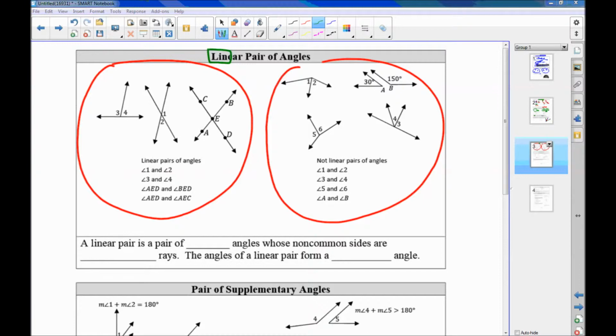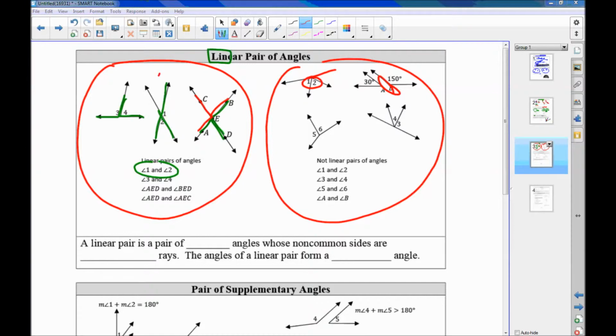All right. So these two angles, 1 and 2, form a line when combined. Same with 3 and 4. Here's 3 and here's 4 together. They're combined. They make a straight line. And then AED combined with BED forms a straight line, and the same with the other side. We'll draw that side in red. All right, so together they make a straight line. If you look at 1 and 2, obviously together they don't form a straight line. It would need to go out like that. These guys look like they could, but they're not connected. So that's part of the definition.